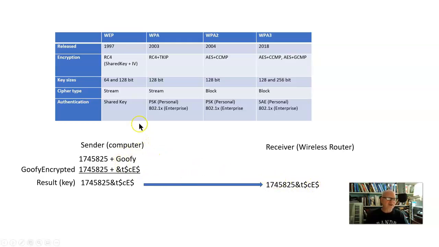And so we needed a fix. This happened around the 2003 time frame, and we needed a fix, and so we were going to go to WPA, which we'll take up in another video.